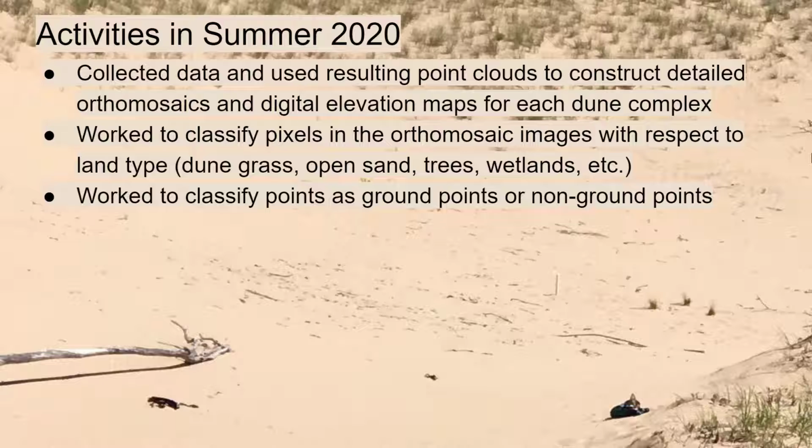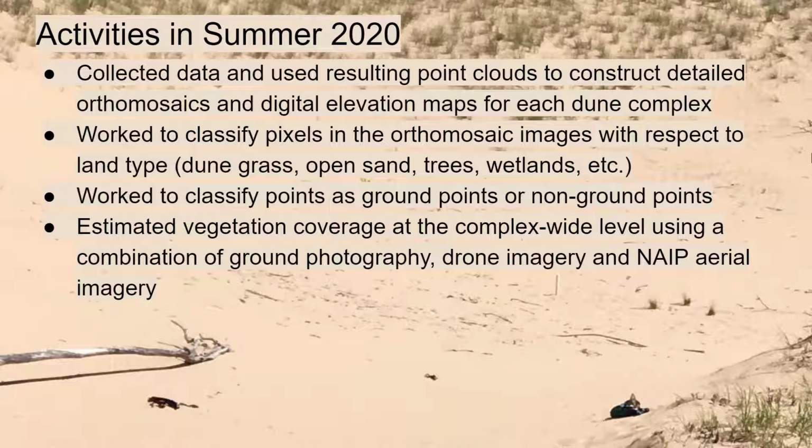We also work to classify points in the point cloud as ground points or non-ground points. This is very helpful in constructing accurate DEMs because we'd like to construct the DEMs based on ground points and not just any points, which might be on the tree canopy, on structures, or on other vegetation. We also estimated vegetation coverage at the complex-wide level using a combination of ground photography, drone imagery, and NAIP aerial imagery. NAIP here stands for National Agriculture Imagery Program.